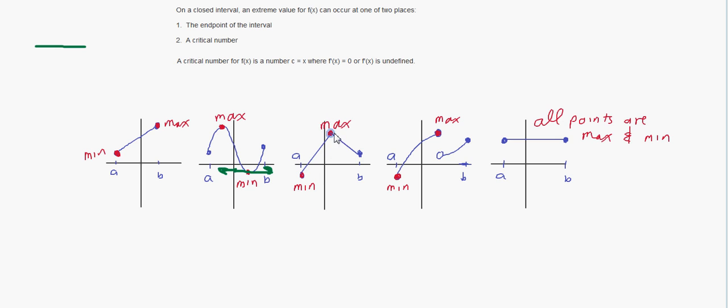In the third drawing, we have a maximum at a point where the derivative is undefined. That's a corner point up there. The derivative is undefined, and there's a maximum. There's also a minimum at an endpoint.